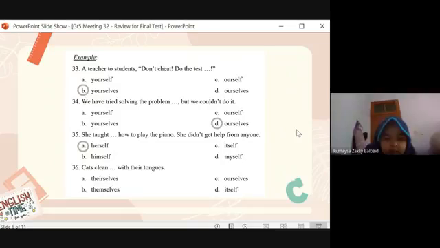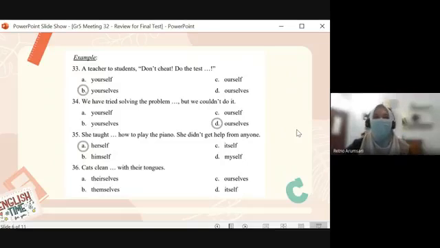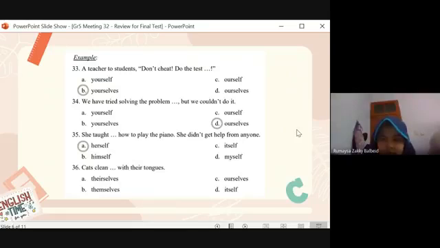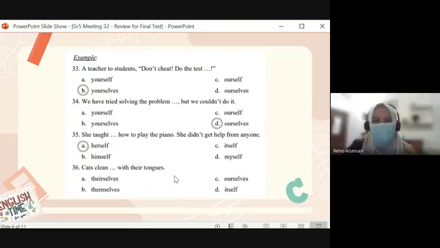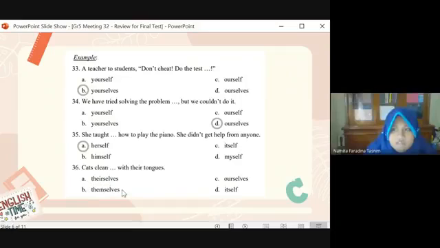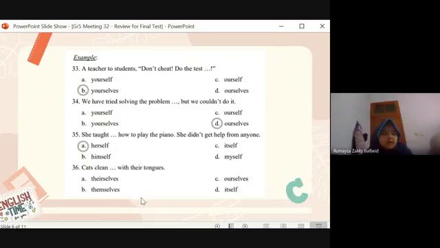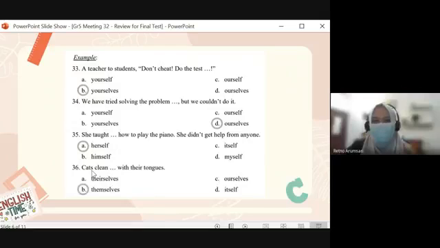Good, 5D. Okay, now number 36. Cats clean itself, herself, itself, themselves. Which one is it? Themselves. Why themselves? Because there are many cats. Good. Not only one cat, but many cats.